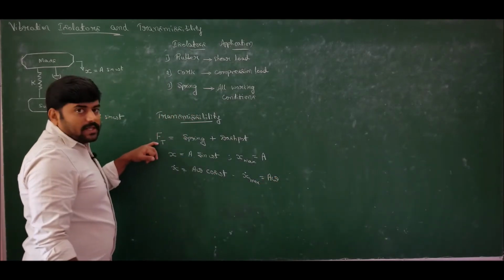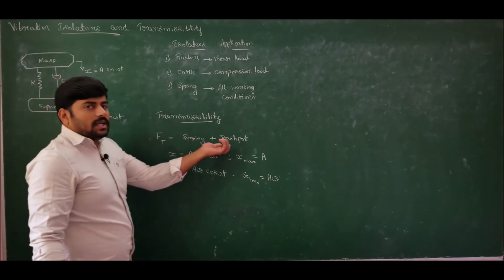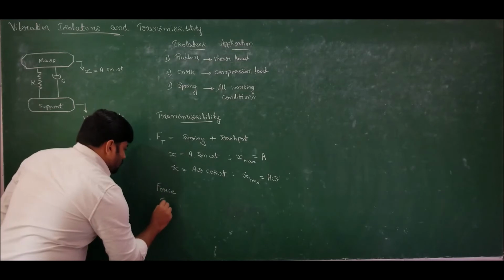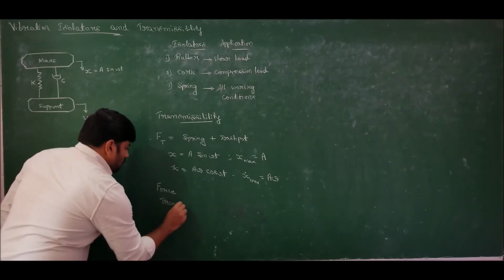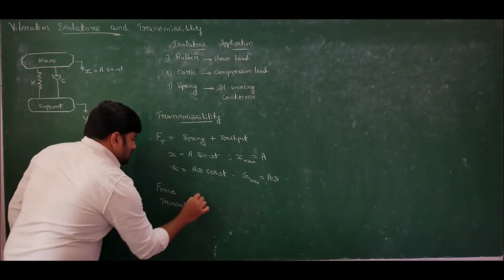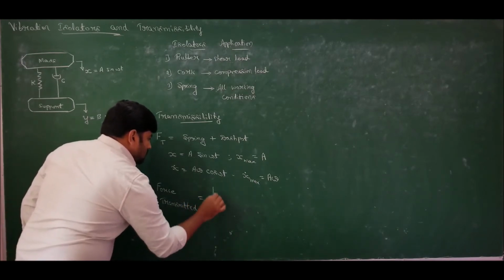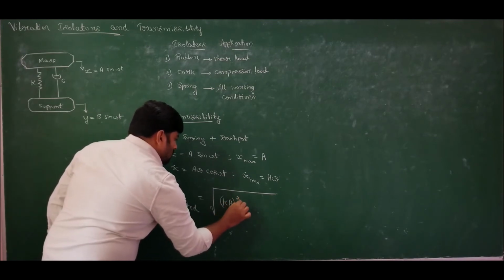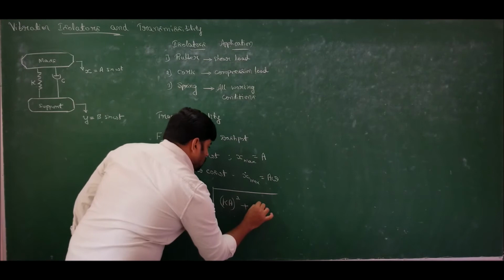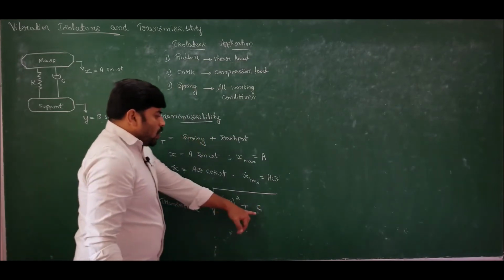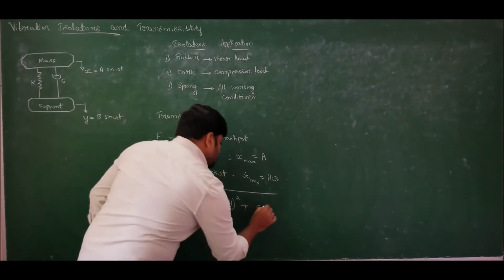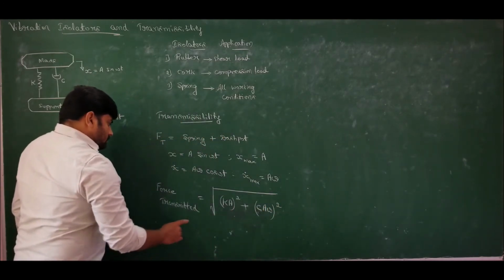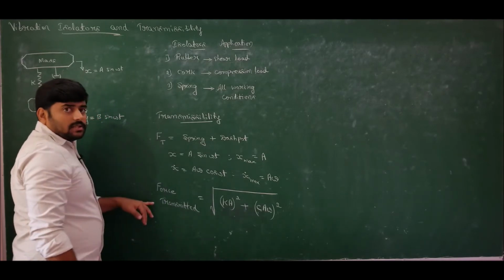Now the force transmitted is the resultant force due to the spring force and dashpot force. So the force transmitted from the vibrating body is nothing but the resultant force, that is square root of (spring force K A) whole square plus (dashpot force) whole square. Dashpot force is damping coefficient into velocity. What is the maximum velocity? A omega. So this is the force transmitted to the foundation, correct?